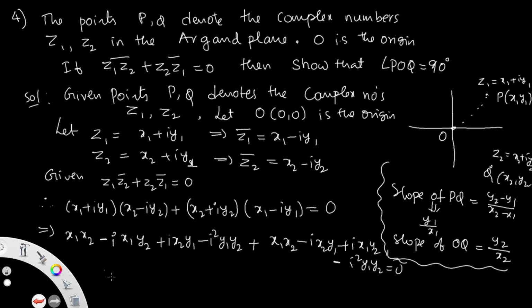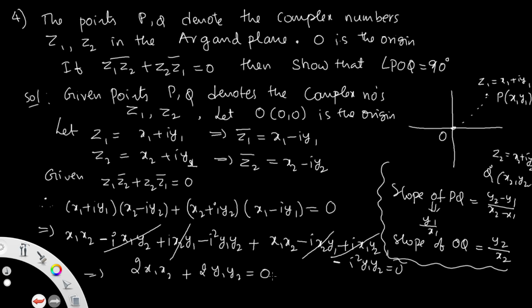So here the terms will be cancelled. i into x1 y2 and i into x1 y2 cancel, and i into x2 y1 with the minus and plus sign also cancel. So here x1 x2 and here also x1 x2, that is nothing but 2 times x1 x2, and the next i square means minus 1, that becomes 2 plus i y1 y2, that is 2 y1 y2, equal to 0.